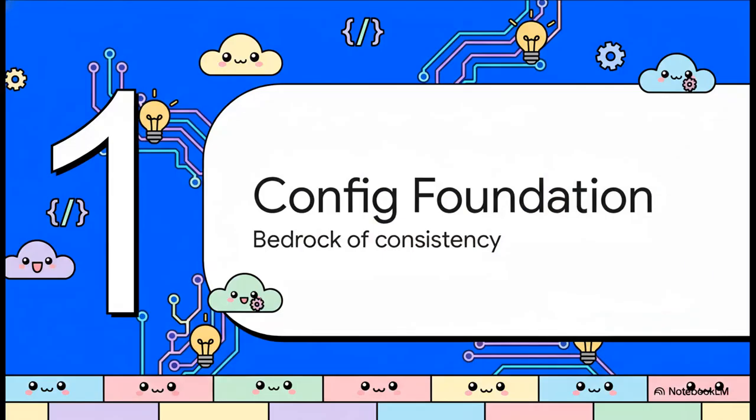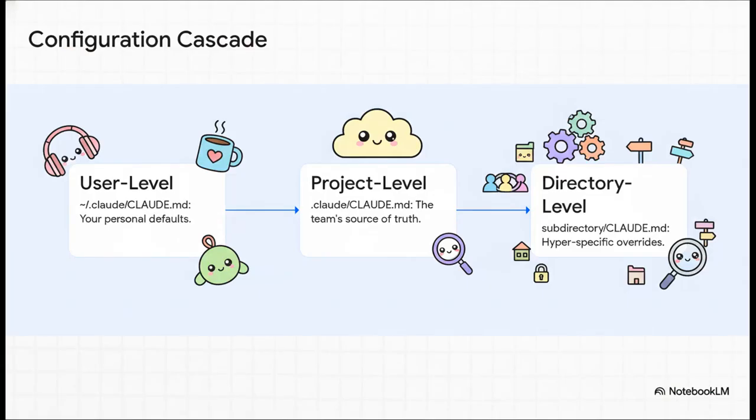All right, let's start with the absolute bedrock here. Getting this part right is step one, and it's essential if you want everyone on your team to get the same high-quality results from the AI every single time. So the configuration works kind of like a waterfall or a cascade of rules. And understanding this hierarchy is, well, it's absolutely crucial.